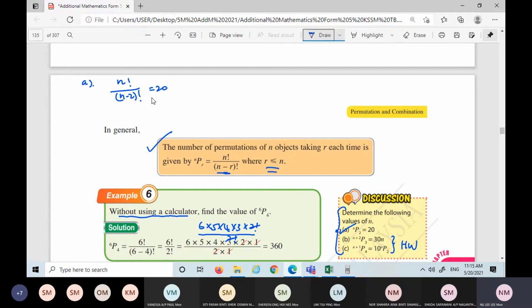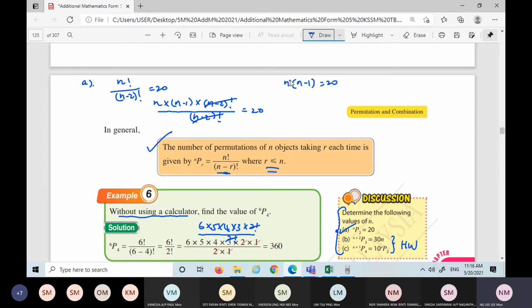So you still remember previously how we do this kind of question. You list out n factorial, which means n times n minus 1 times n minus 2. When the denominator has n minus 2, you stop at n minus 2 factorial. Then n minus 2 factorial, that equals to 20. Therefore, here and here you can cut. So next you will get n times n minus 1 equals to 20.